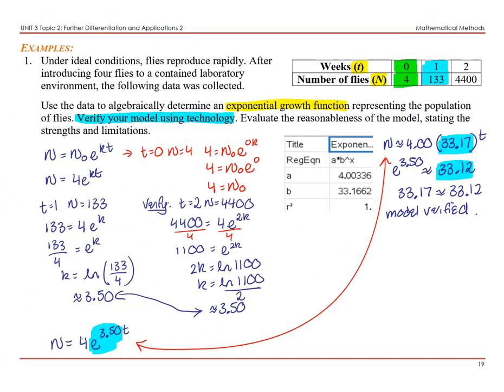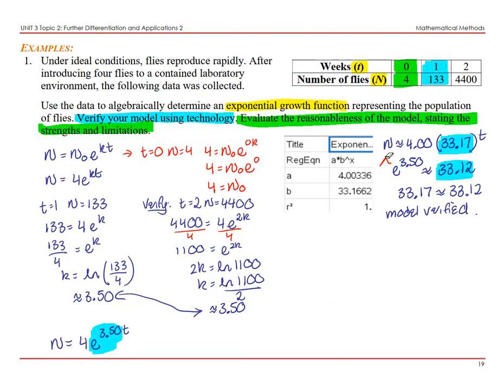So the final part of the question is evaluate the reasonableness of the model, stating the strengths and limitations. Okay, so things to think about. R squared is 1. That means it's a perfect model. But we are extrapolating, or we may need to extrapolate. So extrapolating beyond T is 2 is dependent on the conditions. It's not just because R squared is 1. R squared is 1 is great, but what will happen beyond all the data given to us?